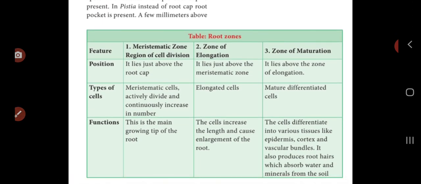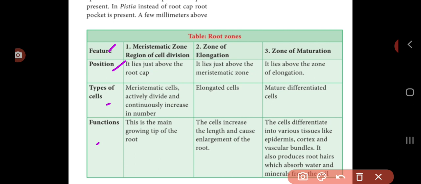See here this tabulation. Root zones, first one the features. Meristematic zone, or it is said to be region of cell division, then zone of elongation, then third one zone of maturation. ஒரு tabulationல நமக்கு வந்துட்டு ஒரு distinguished features மாதிரி comparison இங்கே இருக்கு. So see here feature, position, types of cells, function. இது எல்லாமே ஒவ்வொரு ஜோன்லேயும் நமக்கு, we will see the nature how it is.